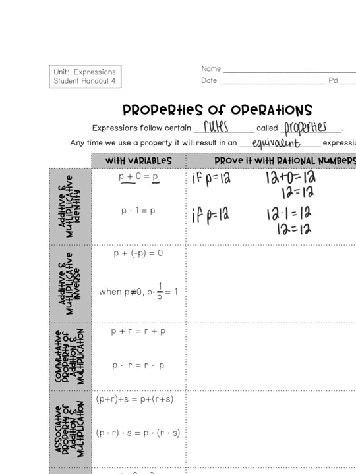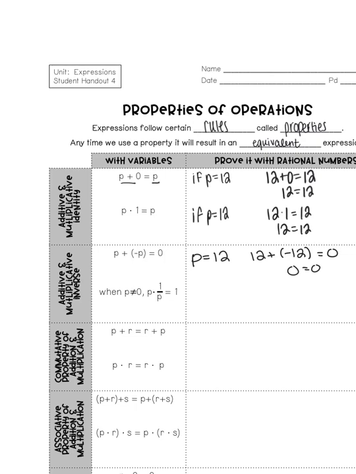The additive inverse and multiplicative inverse. Okay, inverse means opposite. So when you add something to its opposite, you get 0 every time. When we say opposite, we're talking about a negative. For example, if I keep using 12, 12 plus negative 12, those two things cancel each other out, right? It's the same thing as saying 12 minus 12. My answer is just 0. And 0 equals 0, so there's my equivalent expression.